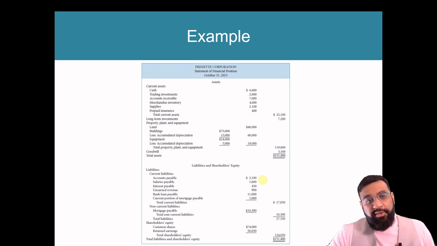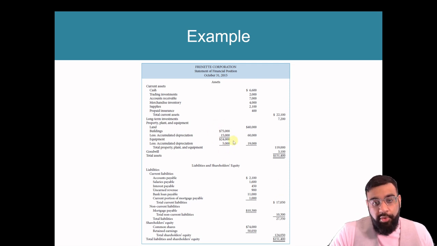All right, let's dive into an example now of the classified statement of financial position. So over here, we have assets. And as you can see, assets are broken down into current assets, long-term investments, property, plant, and equipment, goodwill. In this specific example, we have no intangible assets, but if we did, it'll go above goodwill. So we have three different columns now. Once again, subtotals. So we can say this as subtotal, subtotals, and totals.